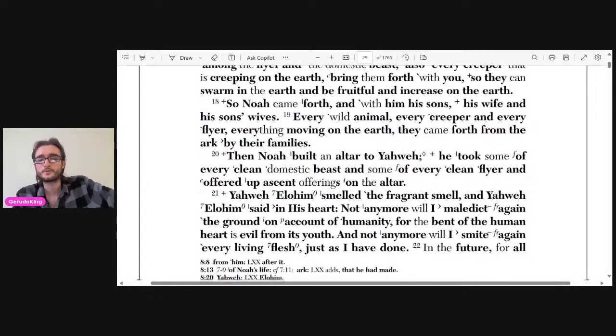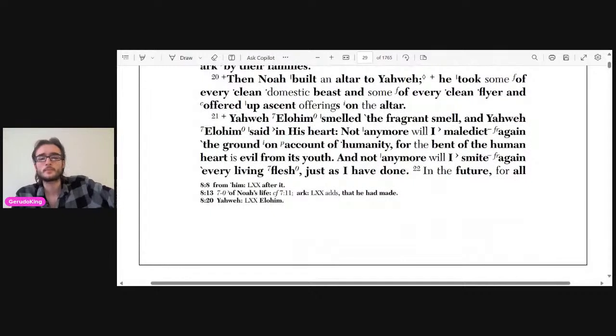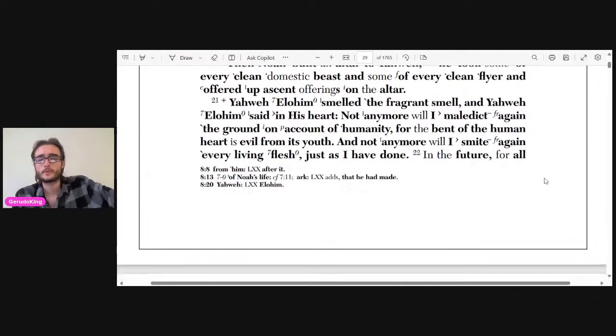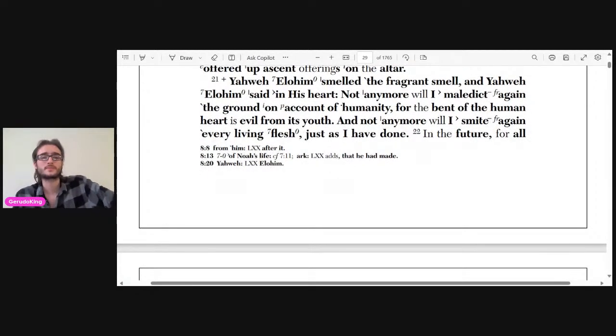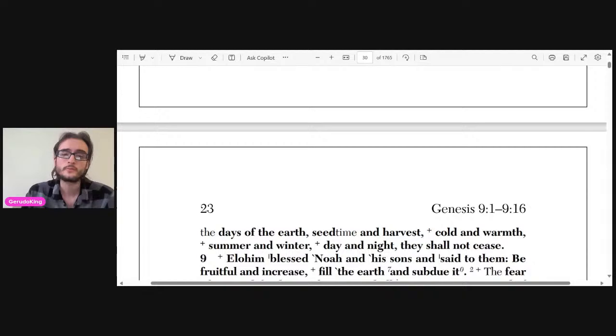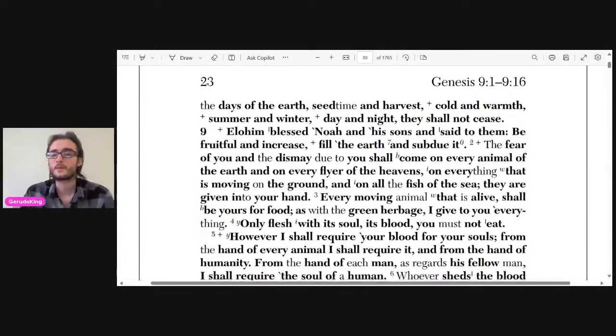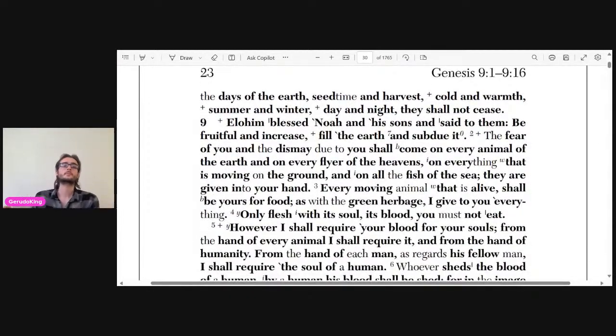Then Noah built an altar to Yahweh. He took some of every clean domestic beast and some of every clean flyer and offered up scent offerings on the altar. Yahweh Elohim smelled the fragrant smell, and Yahweh Elohim said in his heart, Not any more will I maledict again the ground on account of humanity, for the bent of the human heart is evil from its youth. And not any more will I smite again every living flesh, just as I have done. In the future, for all the days of the earth, seed time and harvest, cold and warmth, summer and winter, day and night, they shall not cease.